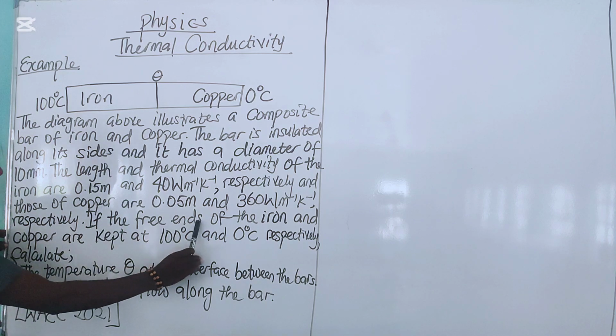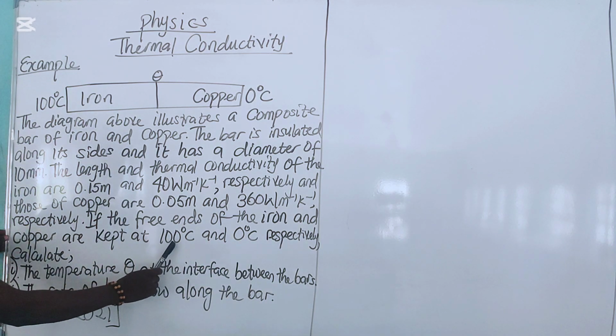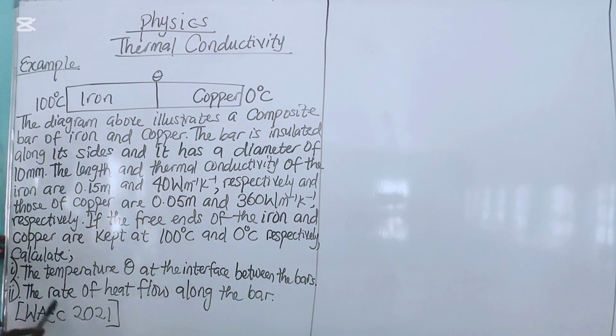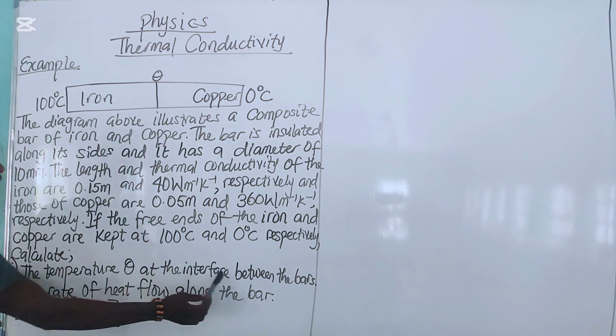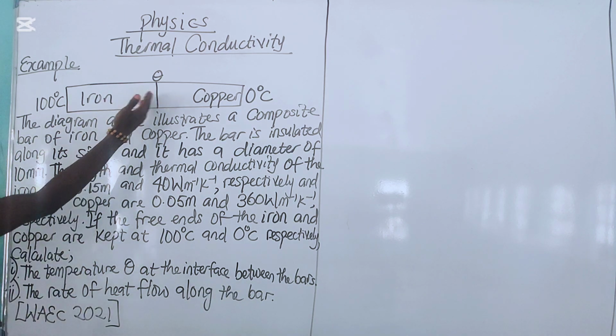Now, if the free ends of the iron and copper are kept at 100 degrees Celsius and 0 degrees Celsius, respectively, calculate one, the temperature theta at the interface between the bars, and secondly, the rate of heat flow along the bar. Okay, so this is the diagram.